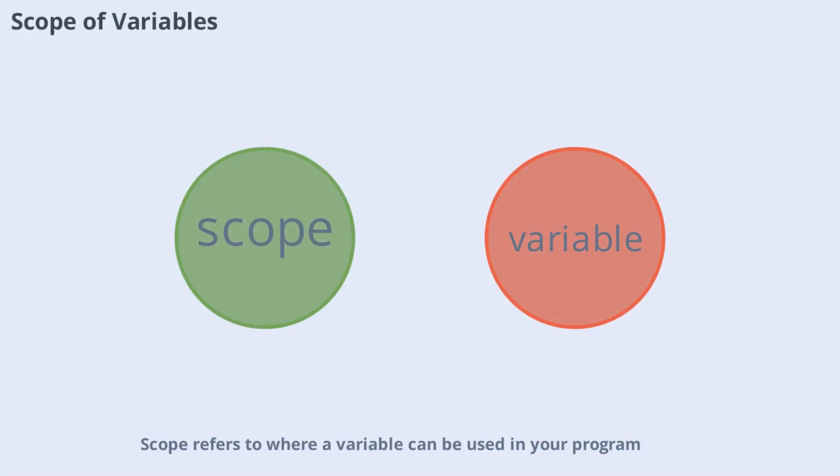Scope refers to where a variable can be used in your program. Some variables are only available inside a function or loop, while others can be used anywhere. Understanding scope helps you avoid errors and keep your code organized. It's a key concept for writing reliable and maintainable programs.